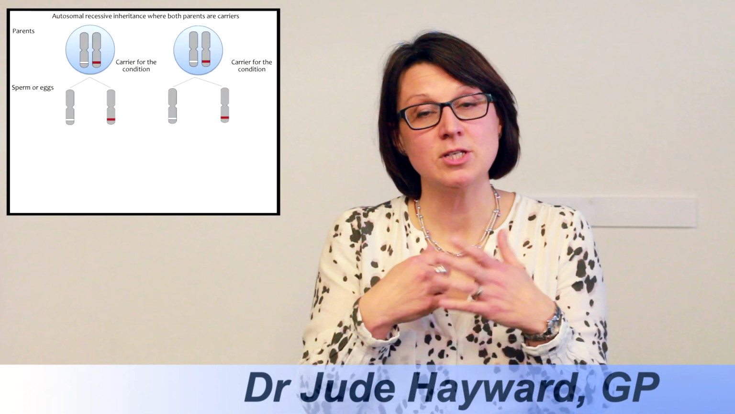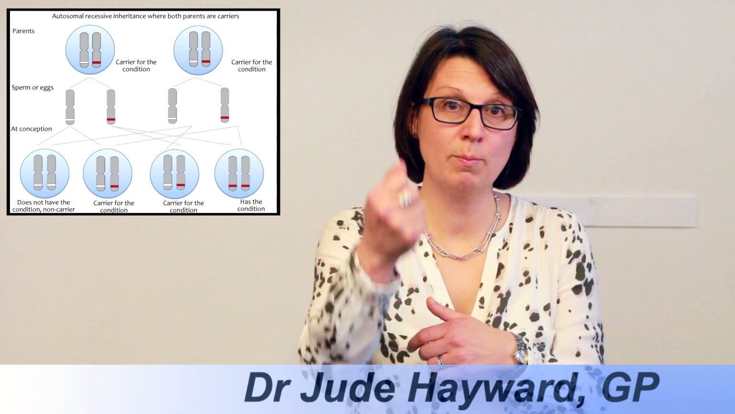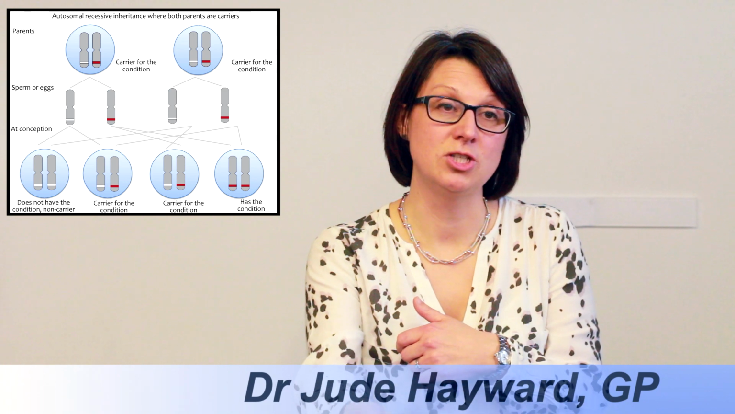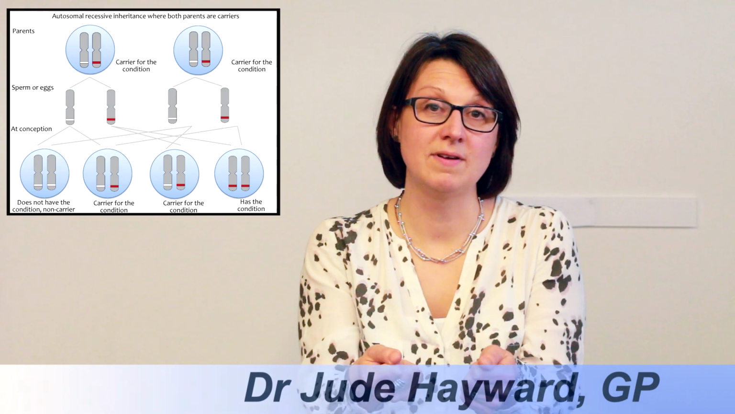If someone is affected with 2 copies of the gene, which both have a spelling mistake in them, they have an autosomal recessive condition. They develop the condition. So when 2 parents come together, if they're both carriers, they may not know they're carriers, but they will each pass on 1 copy of the gene to their child. If they both pass on the affected copy of the gene, then the child will have 2 affected copies of the gene, and they will develop the condition.